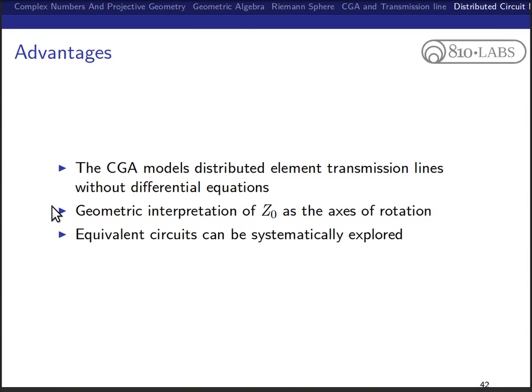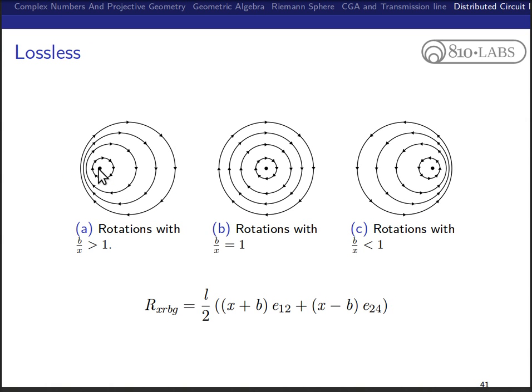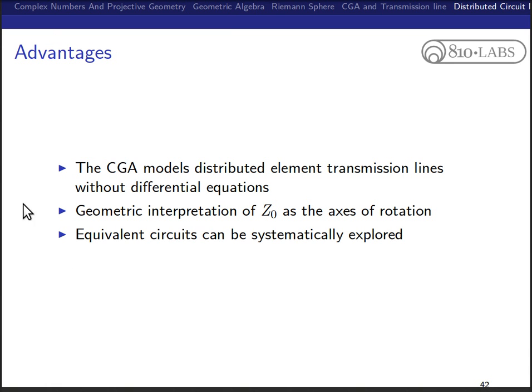So the geometric interpretation of Z0 is different also. We can imagine that here's our Z0 of our mismatched transmission line, the characteristic impedance, and we interpret that as the axis of rotation. So we're in a 4-dimensional space, and this is a 2-dimensional projection of that, but that's the interpretation because it's invariant to the rotation, which is what the characteristic impedance is.